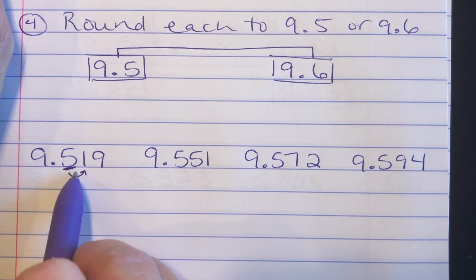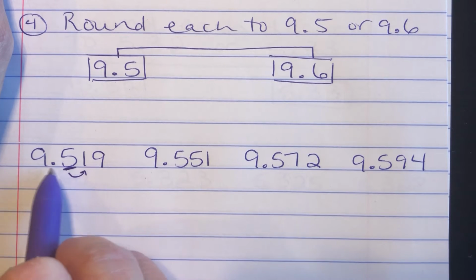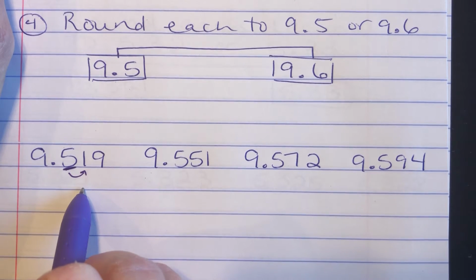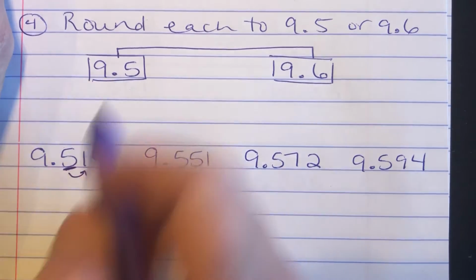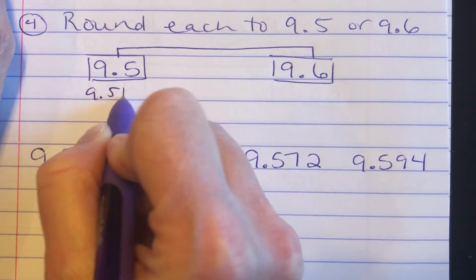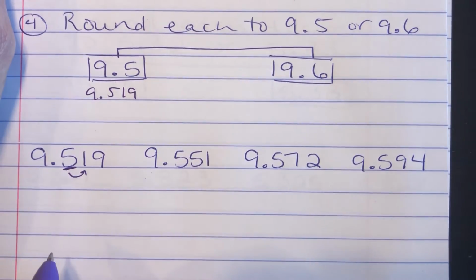So where would 9.519 go? If you said in the 9.5 section, you are right because the number next to it is less than 5.